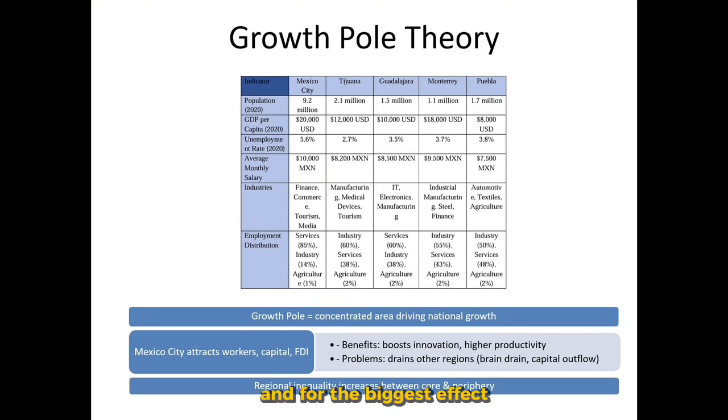And for the backwash effect, or the negative impact, too much immigration causes traffic, housing problems, and overloaded public services. Other regions lose skilled workers and get less investment. Pollution, water shortage, and high living costs create serious problems. So poor people struggle with low wages and expensive living conditions.